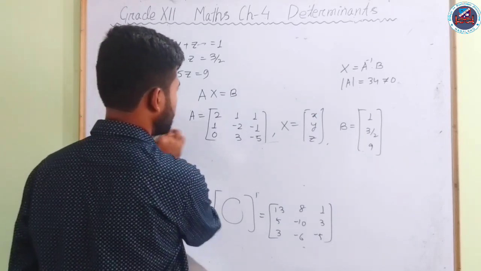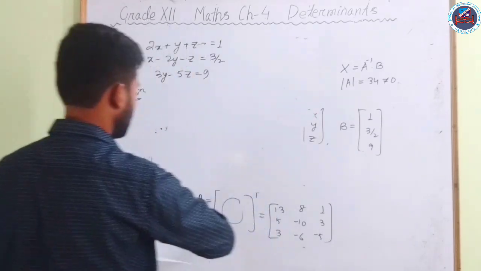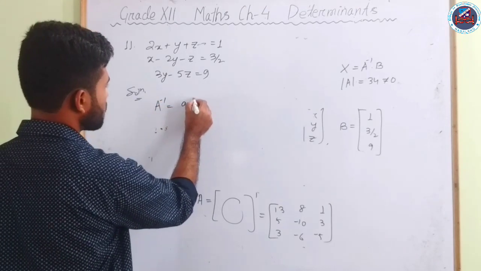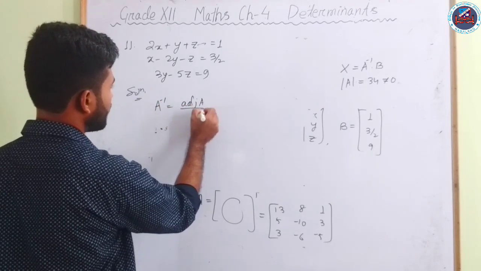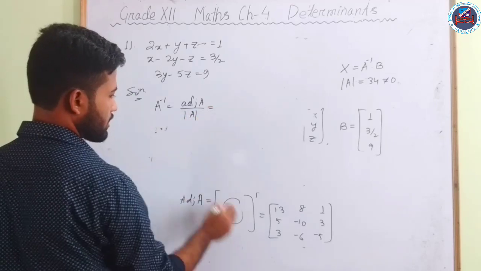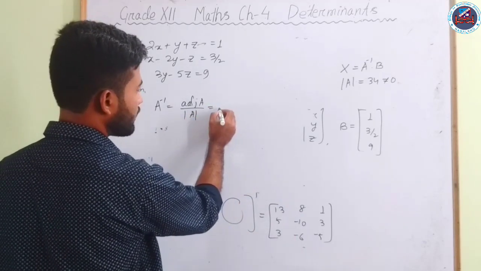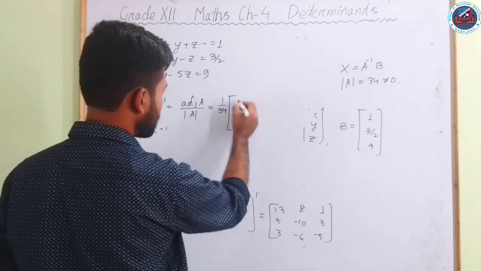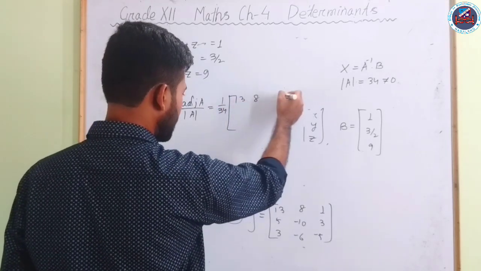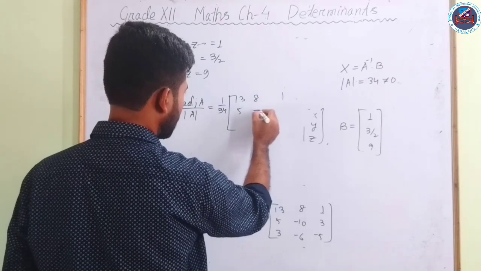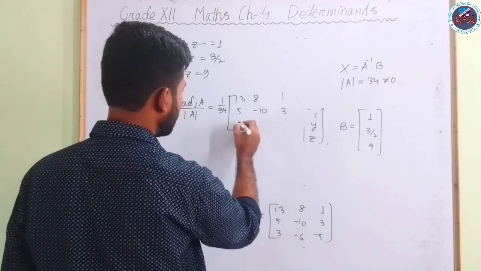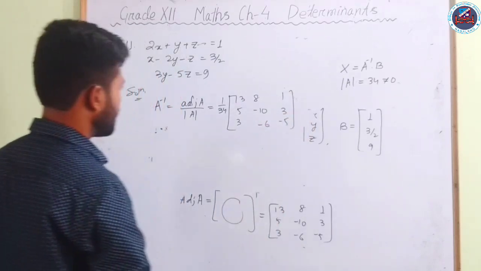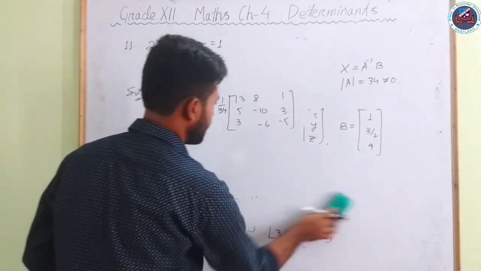Okay, let me remove this. So A inverse will be adjoint of A divided by determinant of A. So what is our adjoint of A? This one, and determinant of A is 34. So let us write 1 by 34 into 13 8 1 5 minus 10 3 3 minus 6 and minus 5. So that is the inverse.